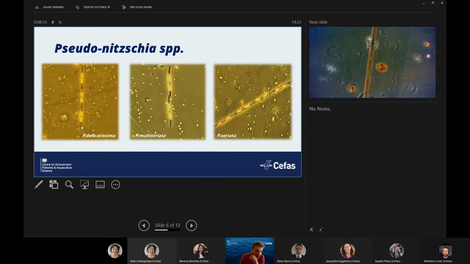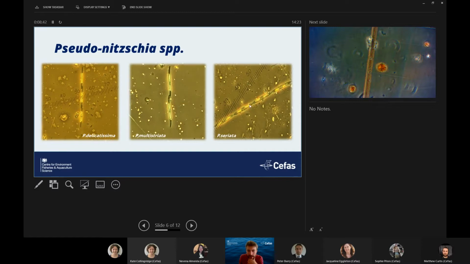So delicatissima are very, very thin and very, very straight, and they're quite easy to spot. Multistriata, they have this sort of characteristic sigmoidal shape to them, so they sort of flick off at either end. And then seriata are quite a bit larger usually and a bit wider, and you can see a lot more of the sort of cell contents as a result. So you've got these two chloroplasts either side of the center.